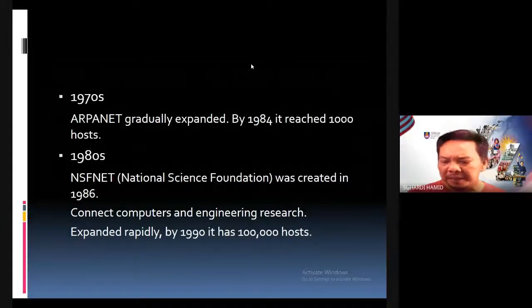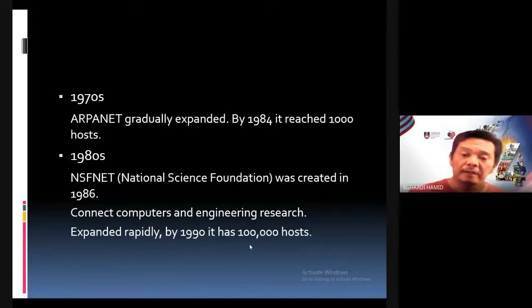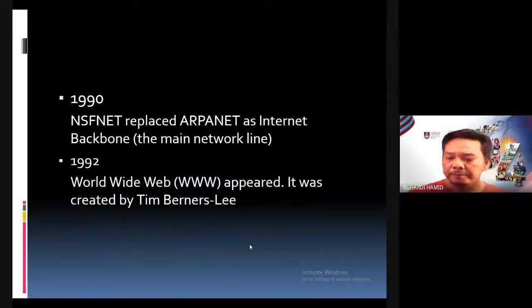It expanded rapidly. By 1990, it had 100,000 hosts. So it's a long way. Yeah, it was a long way from the 70s to the 90s. That's like 20 years, expanded from 1,000 to 100,000 hosts. Then, of course, in the 90s, most of the computers were connected worldwide. They were no longer limited to the United States of America. In the 90s, NFSNet replaced ARPANET altogether.